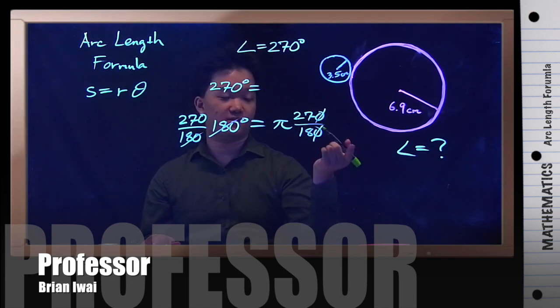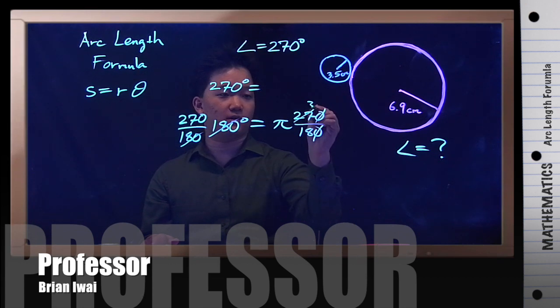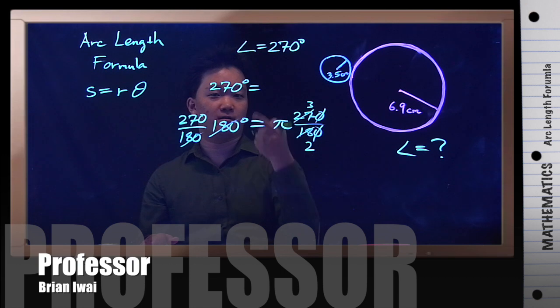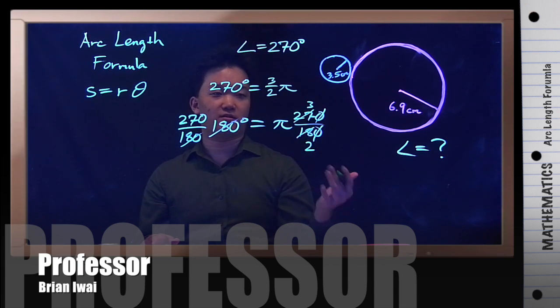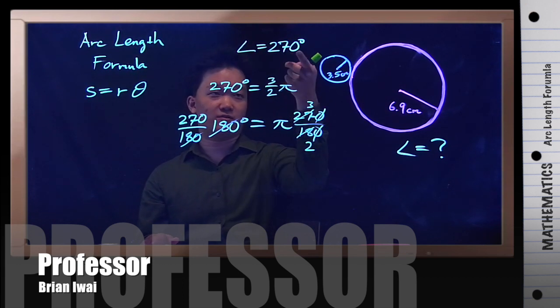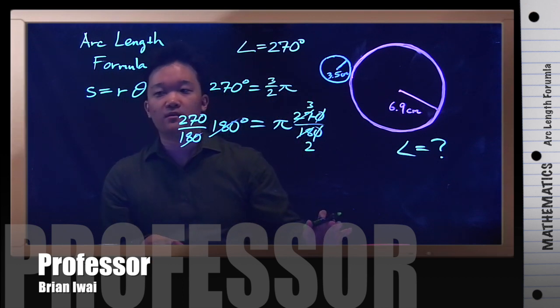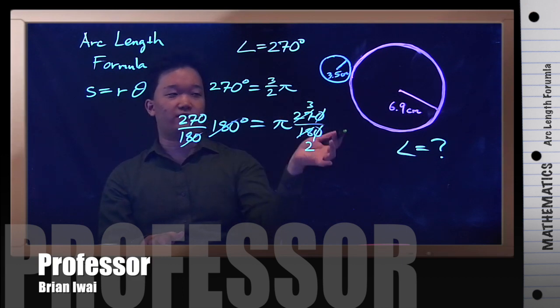But 27 over 18 can be simplified further. I can divide both by 9. 27 divided by 9 gives me 3, and 18 divided by 9 gives me 2. So 270 over 180 simplifies to 3 over 2 pi. So 270 degrees is equal to 3 pi over 2 radians. Now we can use not 270 degrees, but 3 pi over 2 in the arc length formula. So how are we going to use this arc length formula?